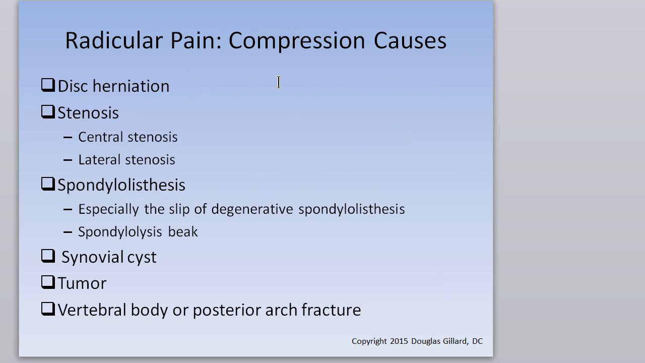Okay, here's one of those slides. So easy to make questions, huh? Very easy. So causes of compression: disc herniation, stenosis, central, lateral stenosis, spondylolisthesis. Synovial cyst, let's not forget our friend, like the ganglion cyst of the wrist. You can get a synovial cyst of the facet joints. It can compress, and it can eventually start to cause an inflammation of the nerve root as well. Tumor of the nerve root sheath can do it.